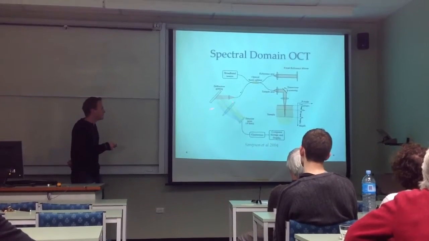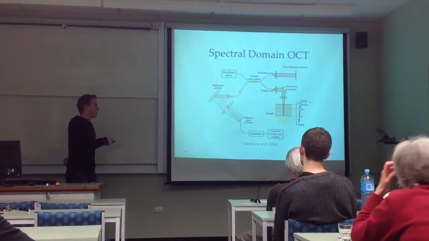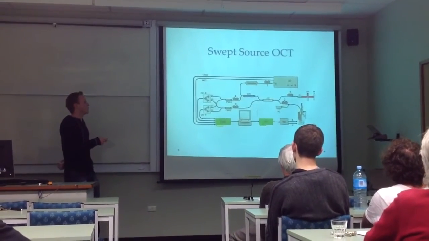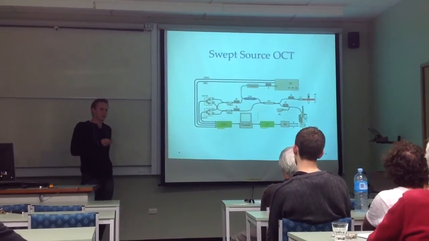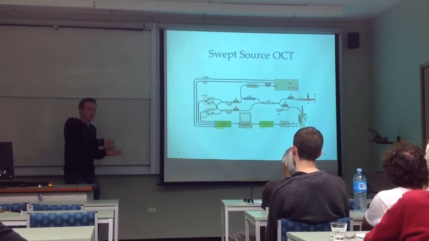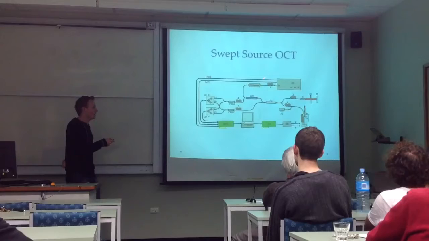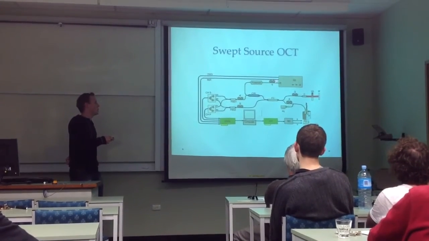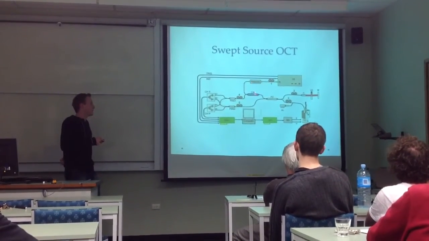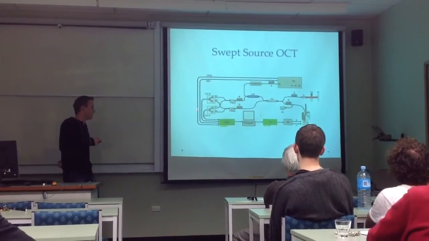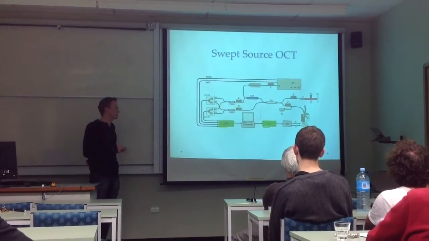So instead of splitting up the signal into multiple different frequency bins, you can sweep your laser source. So instead of doing it all at the same time, you can sequentially examine each frequency. So we have a swept source laser which is split and goes to the reference arm and the sample arm, which then goes back to the detector and to the computer for analysis.